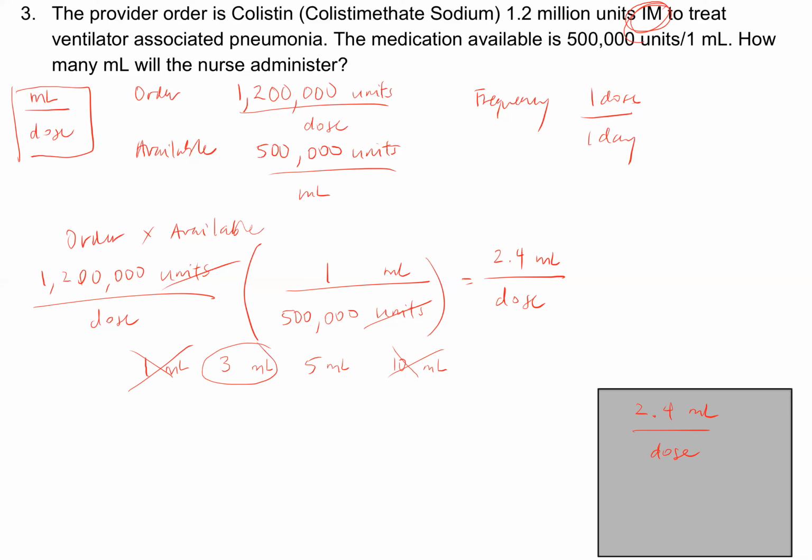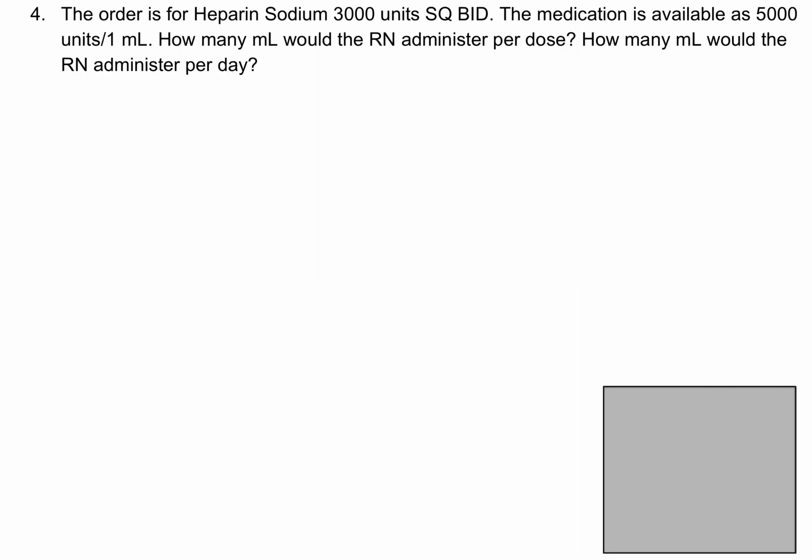Number 4, the order is for heparin sodium 3,000 units sub-Q BID. The medication is available as 5,000 units per 1 mL. How many mLs would the RN administer per dose? How many mLs would the RN administer per day? So this is a two-part question looking for mLs per dose and mLs per day.